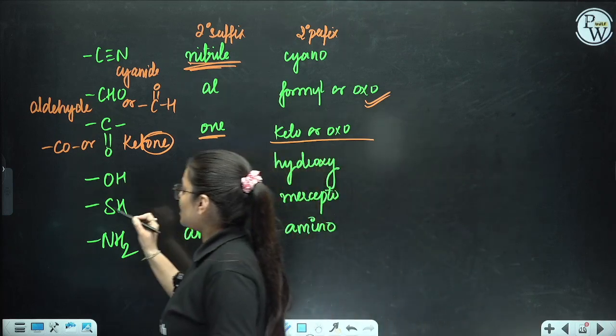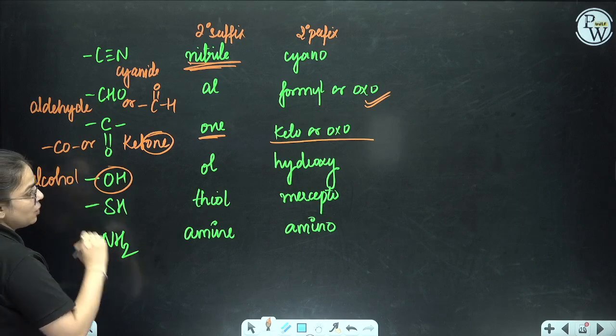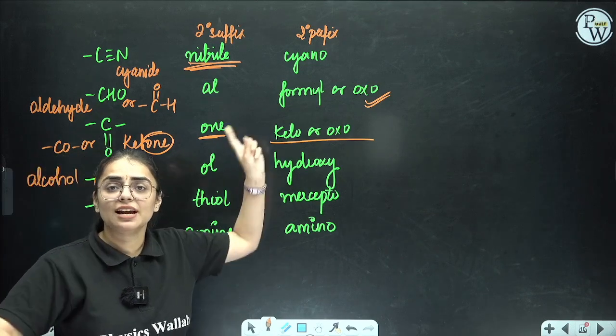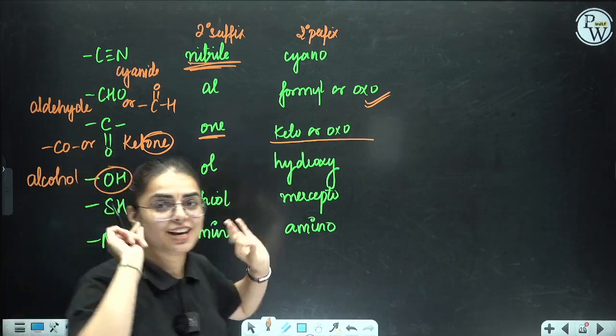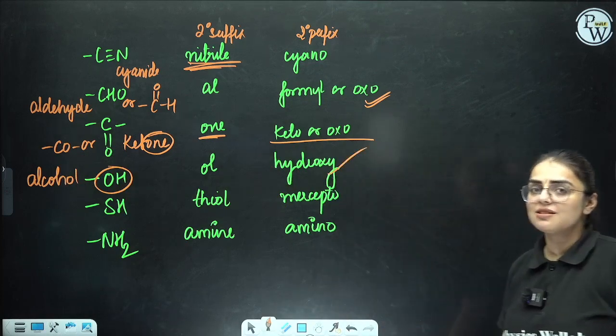Coming to the next is alcohol. This is the alcohol group, which one? OH. And if alcohol is used, you have to write the secondary suffix as ol. See, for aldehyde, we write al. For alcohol, we write ol. So understand, al and ol, don't get confused. The secondary prefix for this will be written as hydroxy.